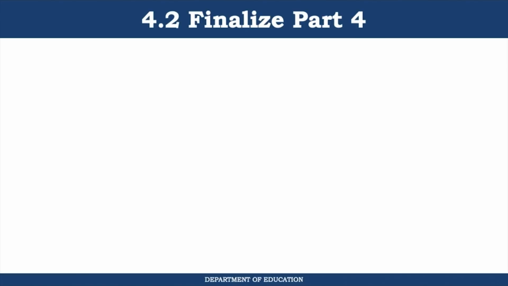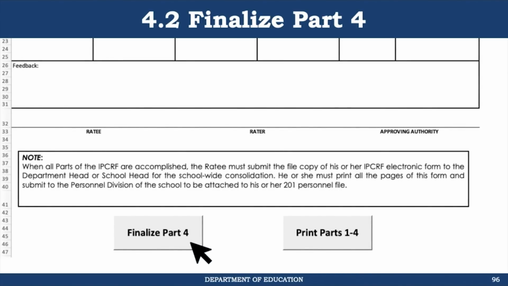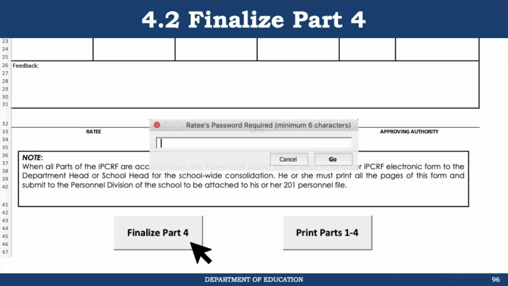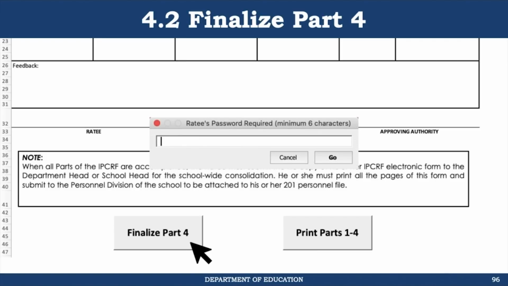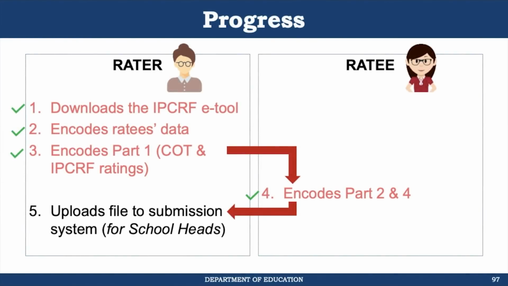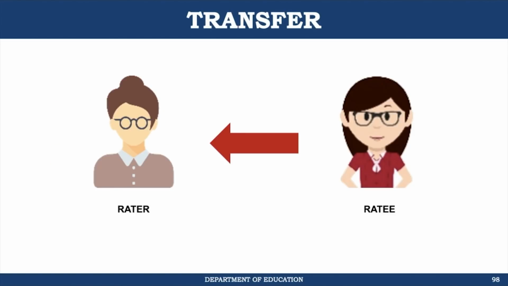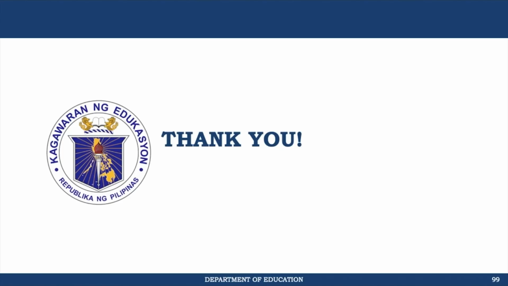Finally, the Ratee opens Part 4 and encodes his or her development plans. After encoding, at the bottom, the Ratee will click Finalize Part 4 button, which will again prompt for the ratee's password that he or she set when finalizing Part 2. After inputting the ratee's password, click the Go button, and that should lock Part 4. And that finishes all the steps we need to do in accomplishing the IPCRF electronic tool. For the next part, the ratee will give the file back to the rater or the school head for the online submission. And that concludes my presentation.